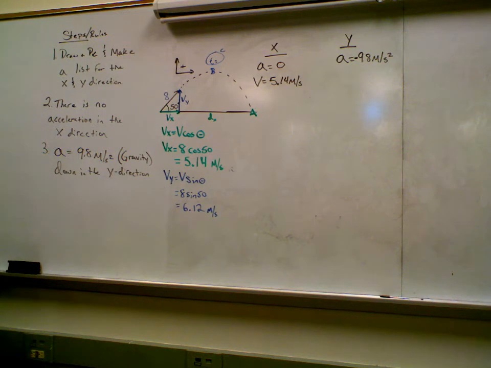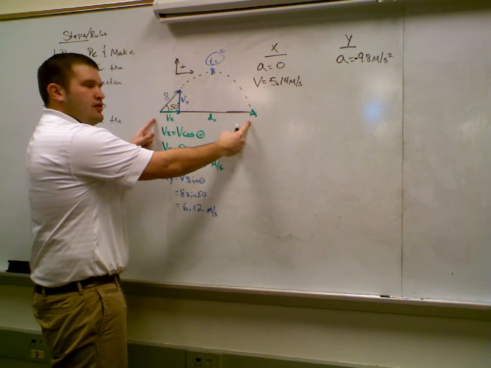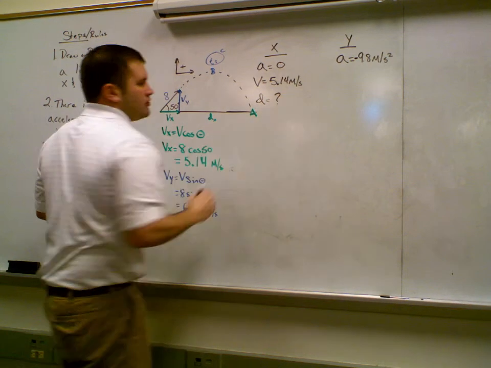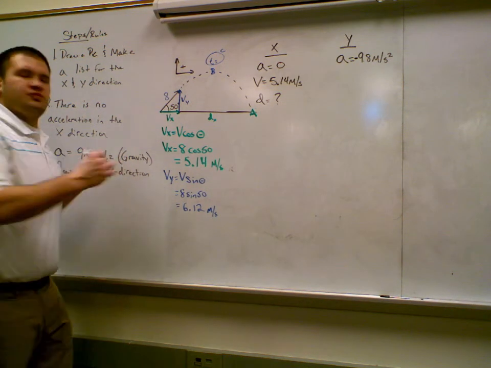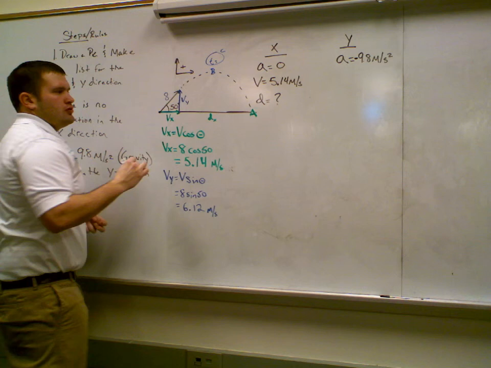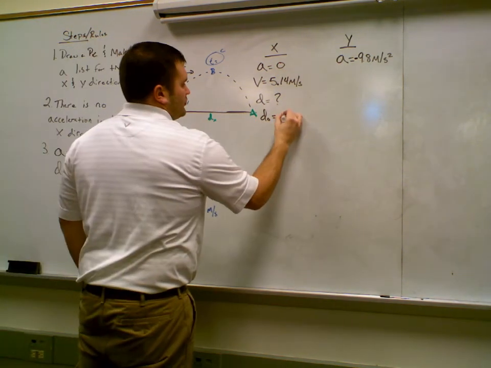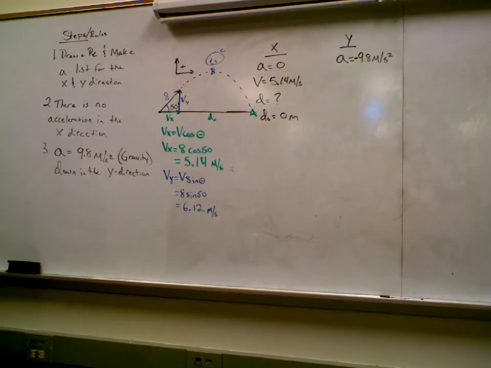In the x direction, in part A, we want to find this distance, right? So we don't know D. Do we know something about position in the x direction? Do we know the initial position in the x direction? Because we start right here, don't we? So we start at 0. So we know D naught is 0 meters. Is there anything else we know in the x direction?